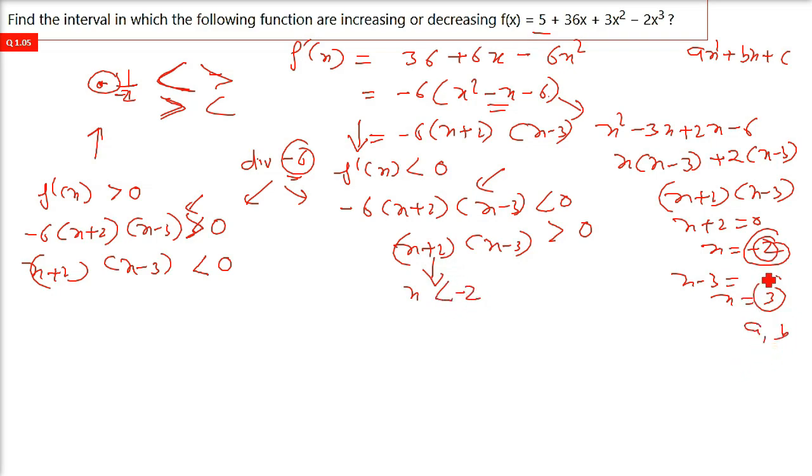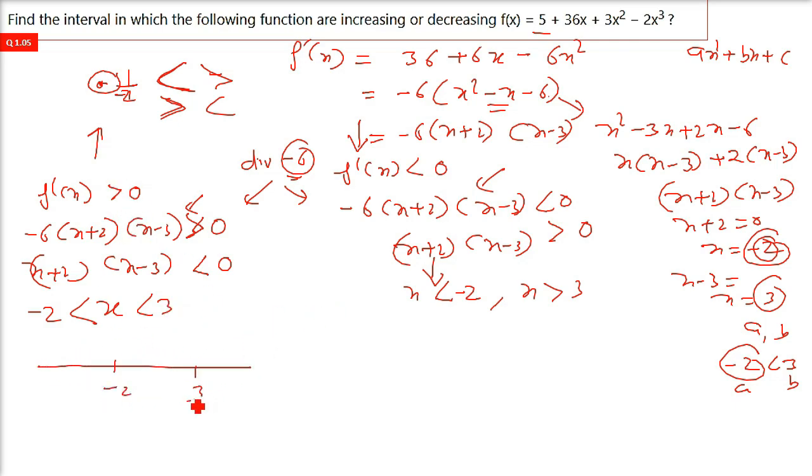So A and B, I told you, A is -2 and B is 3 here. A is less than B. So x is less than -2 and x is greater than 3. What about this one? It has to lie between -2 and 3 as the previous discussion showed. So if f dash x is greater than 0, then for the values between -2 and 3, the function is going to increase. And from 3 to infinity and from -2 to -infinity, it is going to decrease.